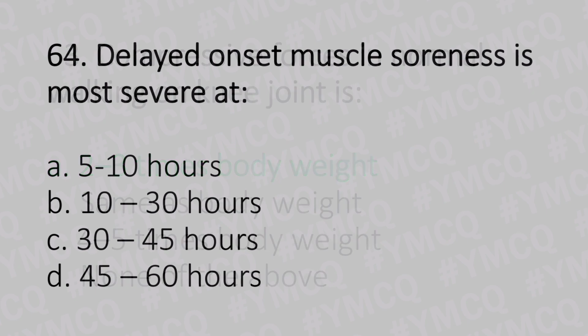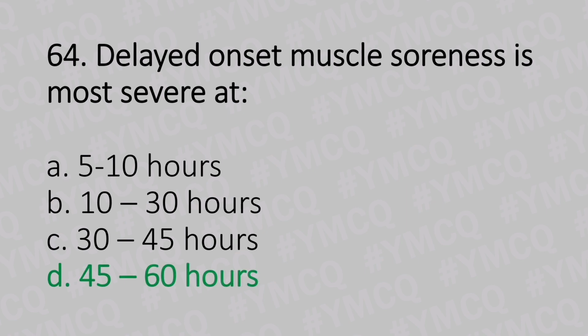Moving to our 64th question, delayed onset of muscle soreness is more severe at Option A, 5 to 10 hours. Option B, 10 to 30 hours. Option C, 30 to 45 hours. Option D, 45 to 60 hours. And the answer is Option D, 45 to 60 hours.